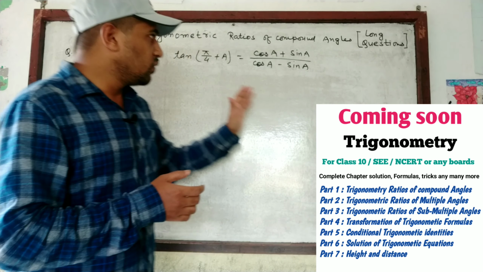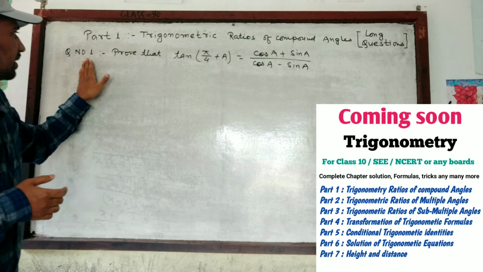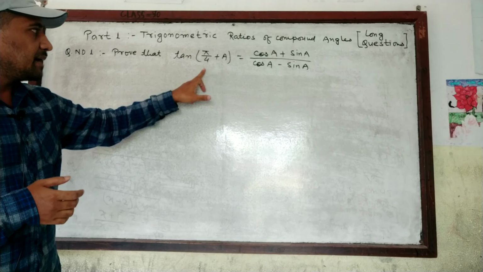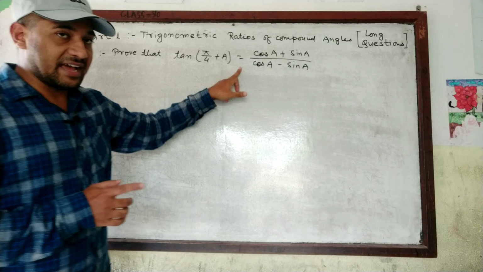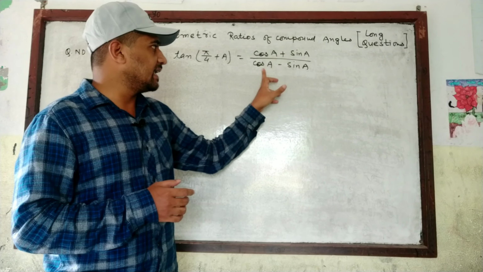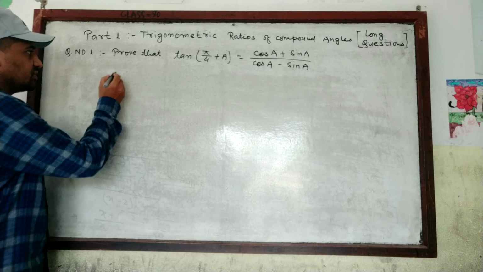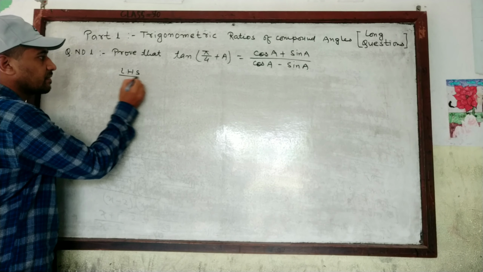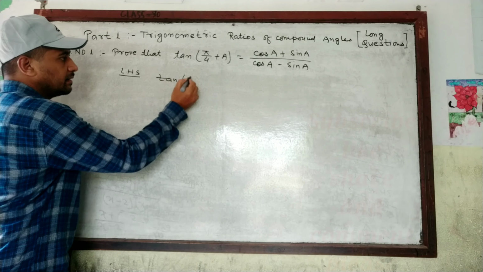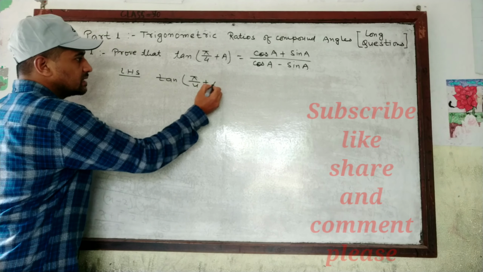Let's make a start. You can see here question number 1. Prove that tan(pi/4 + A) is equal to (cos A + sin A) by (cos A - sin A). First of all, we have to take the LHS: tan(pi/4 + A).